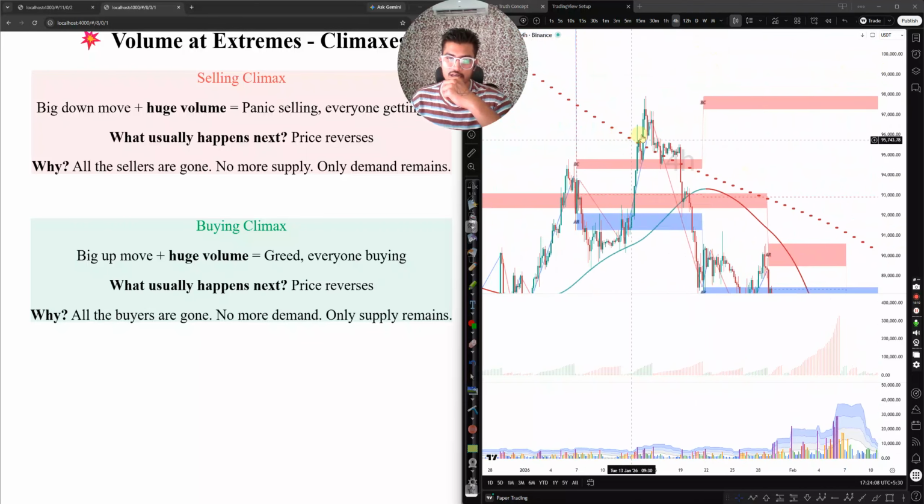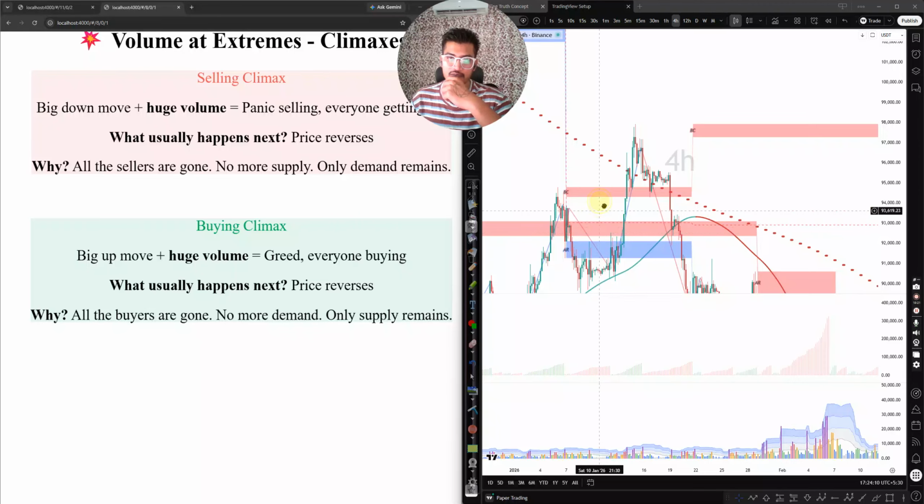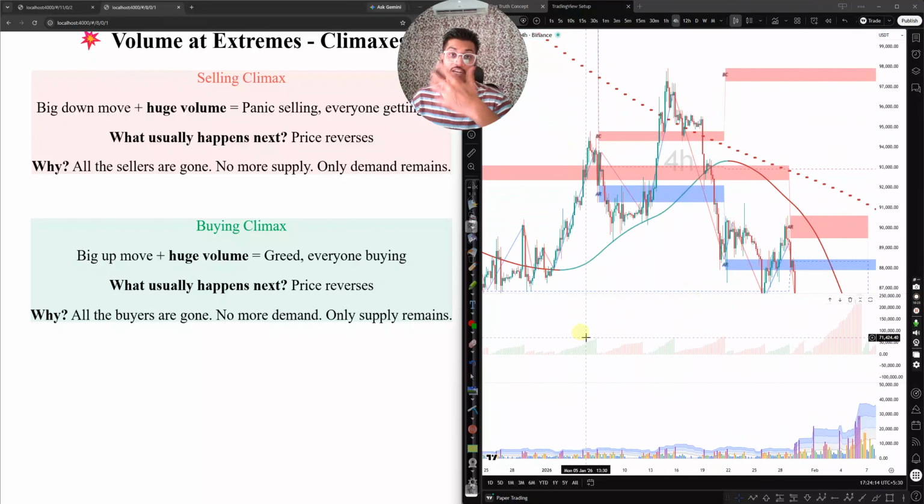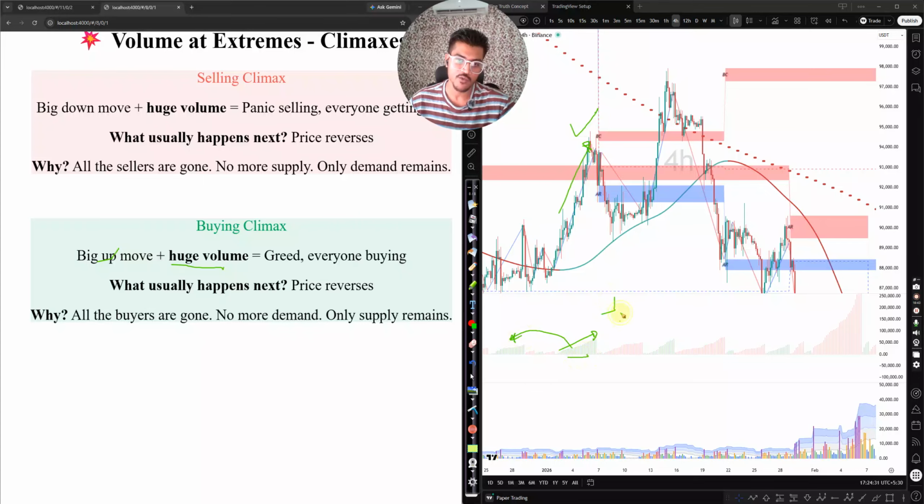You see here, very high volume is coming to the upside, relatively speaking. All right, so buying climax is a big up move. Let's check it out. Is this a big move up? Yes, it is. Is there a huge volume? Yes, I can see that relatively speaking, volume is very high. So this actually shows greed and everyone is buying.